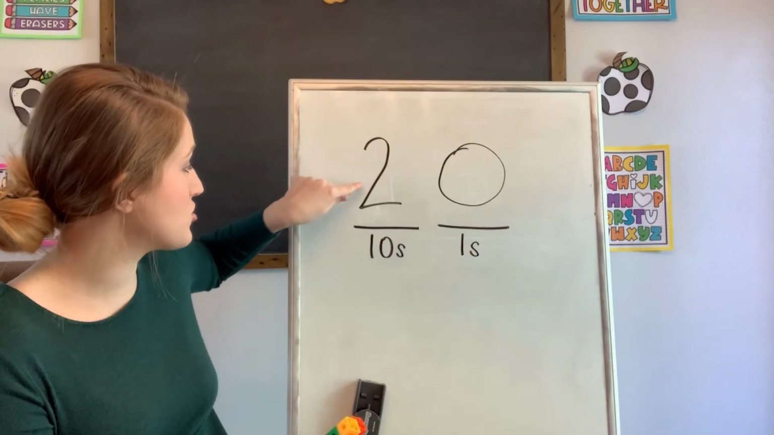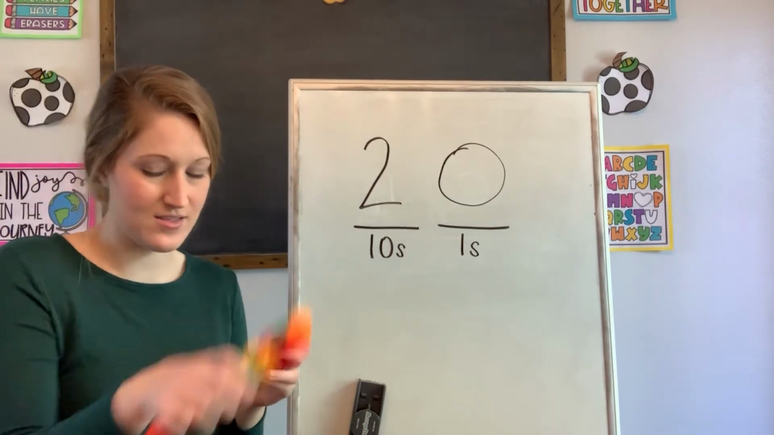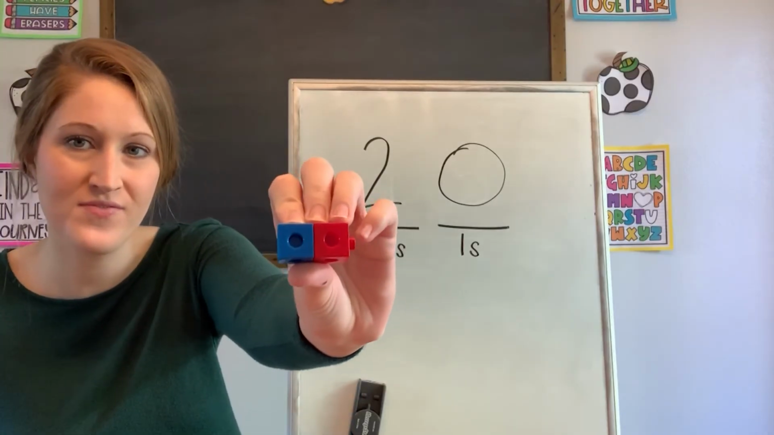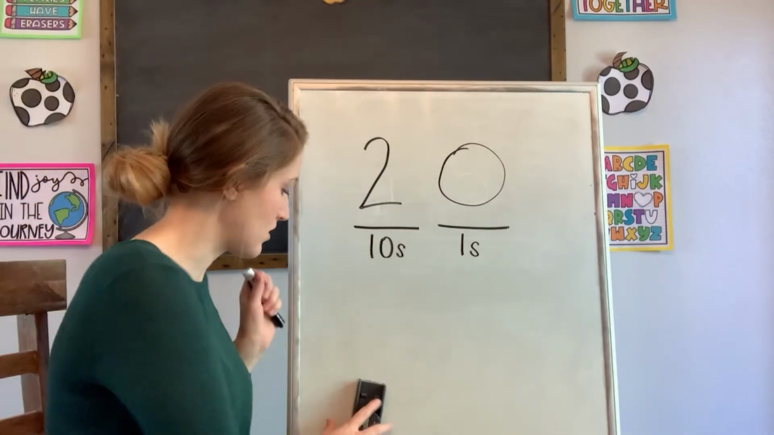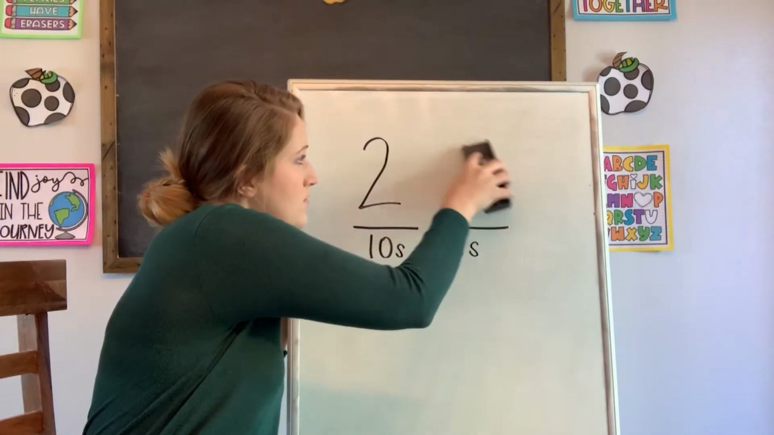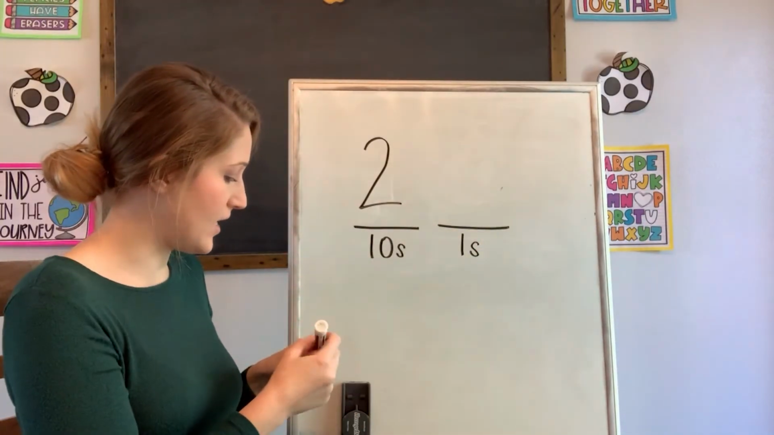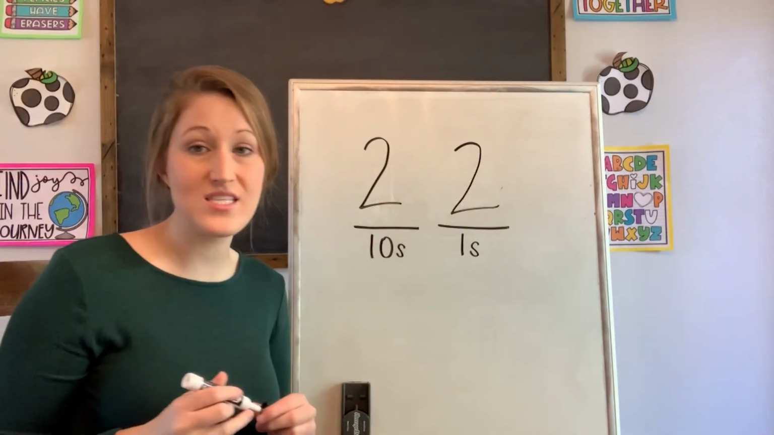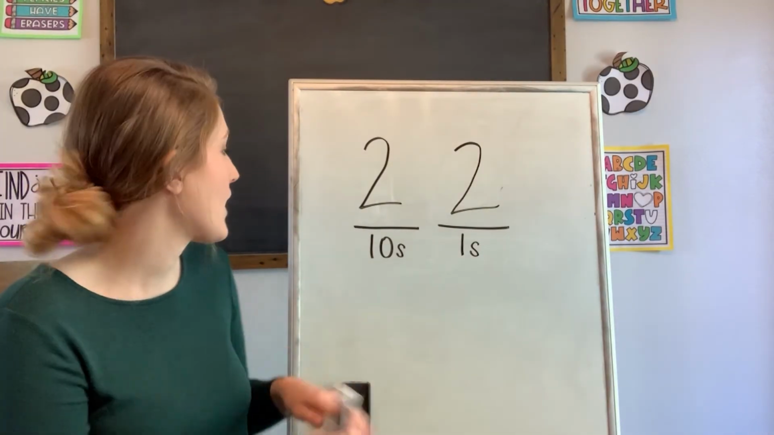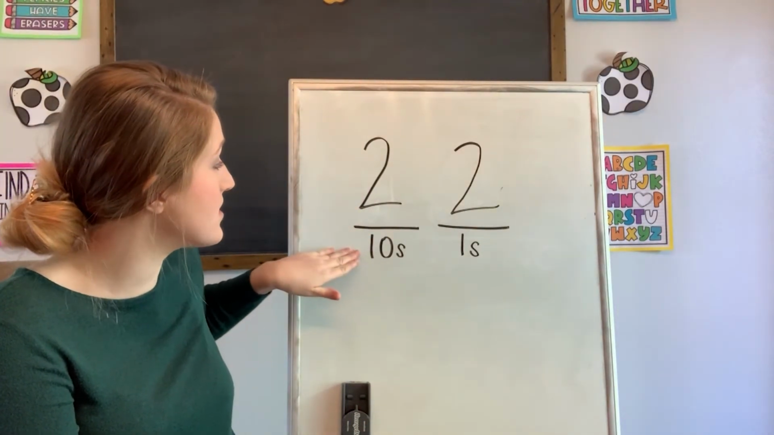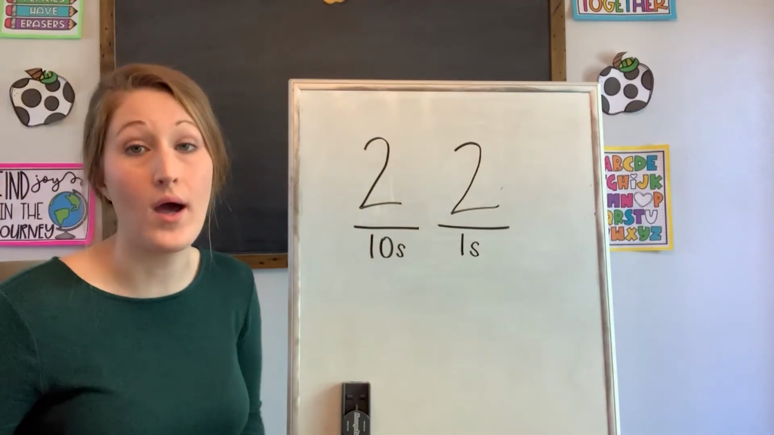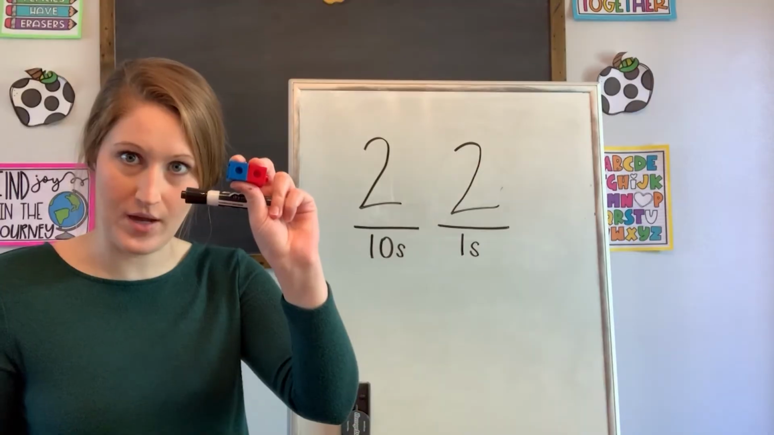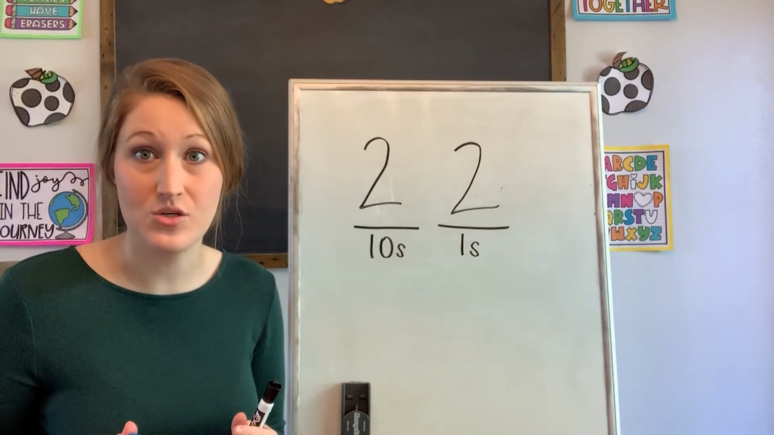Well, I already have my 2 10s. That's these guys. But I have some extras. How many extra ones do I have? That's right, 2. So I'm going to change this. And I'm going to write the number 22. Okay, that means that I have 2 10s and 2 1s. Okay, 2 groups of 10 and 2 extra ones, 22.